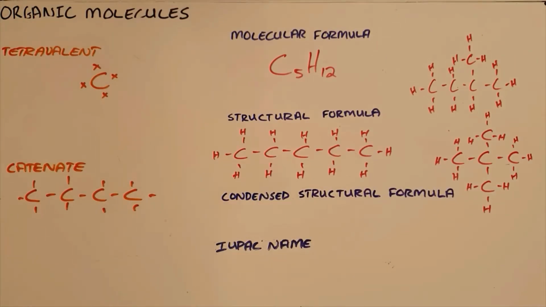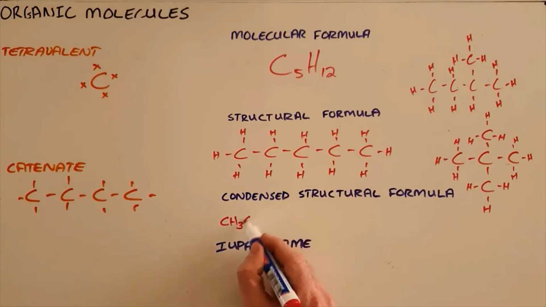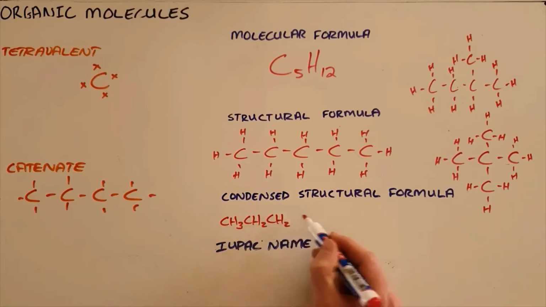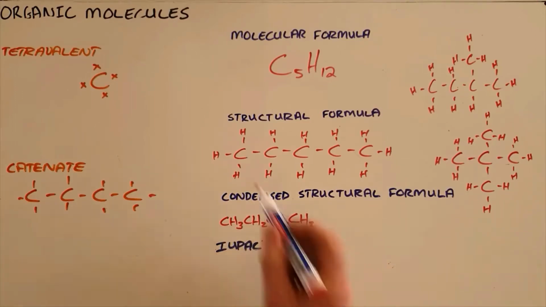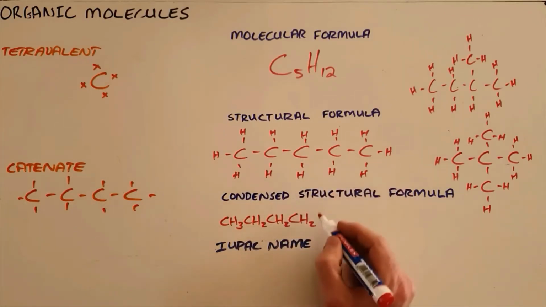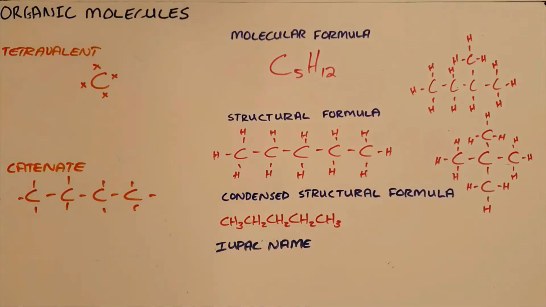A slightly simplified version of structural formula is called condensed structural formula, where each carbon is shown with the number of hydrogens or various other atoms attached to it. So we say this carbon here has 3 hydrogens, this one has 2, 2, 2, and then the final carbon being CH3. The last way that we can define these molecules is called the IUPAC name. It is the International Convention for Naming Organic Molecules.